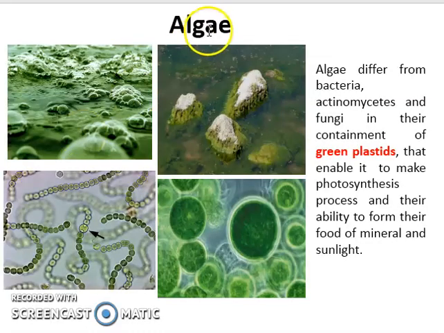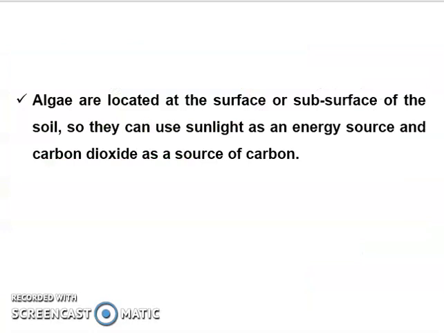The fourth microorganism is algae. Algae differ from bacteria, actinomycetes, and fungi in containing green plastids. As you see, it has a green shape. These plastids enable it to carry out photosynthesis like plants, forming their food from minerals and sunlight. Algae can be found at the surface and subsurface of soil, using sunlight as an energy source and carbon dioxide as a source of carbon.